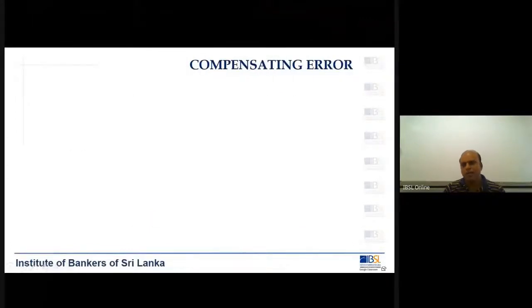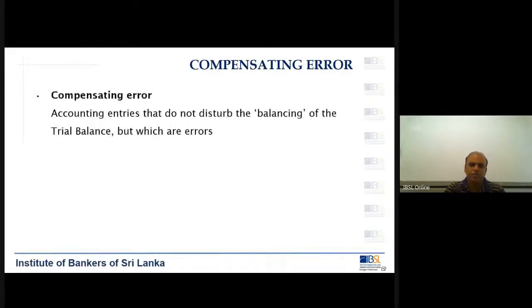Now we are going to look at a totally different kind of error, which we call a compensating error. A compensating error is an accounting entry that does not disturb the balancing of the trial balance, but which is again an error. This is also known as an offsetting error. The mistake that you make in one set of entries, the debit and credit, gets offset with another set of debits and credits.